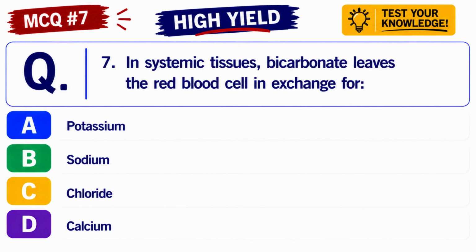Question 7. In systemic tissues, bicarbonate leaves the red blood cell in exchange for A. Potassium, B. Sodium, C. Chloride, D. Calcium. The answer is C.